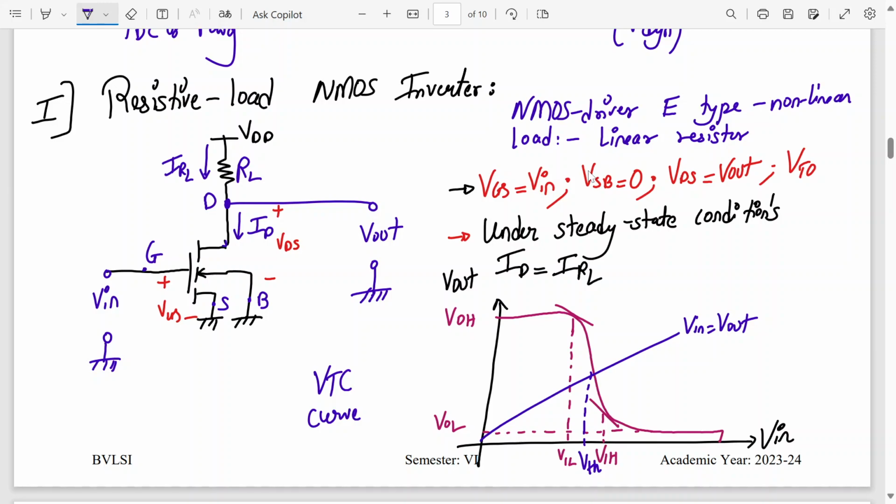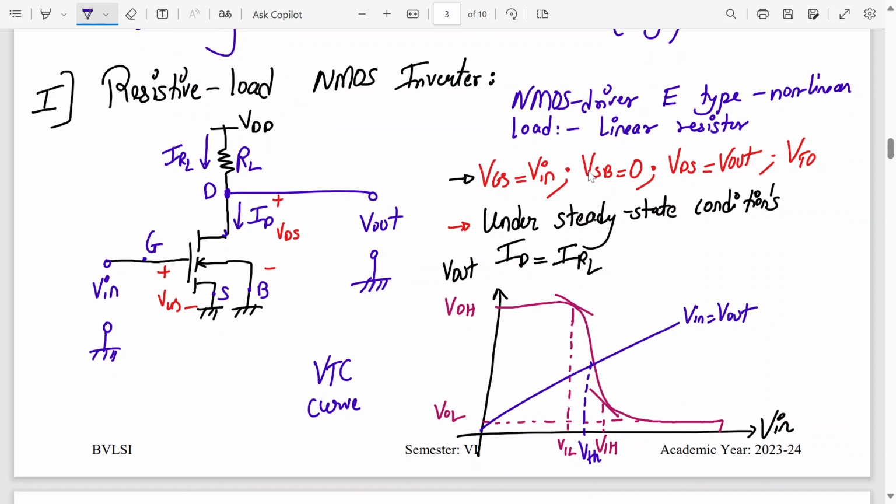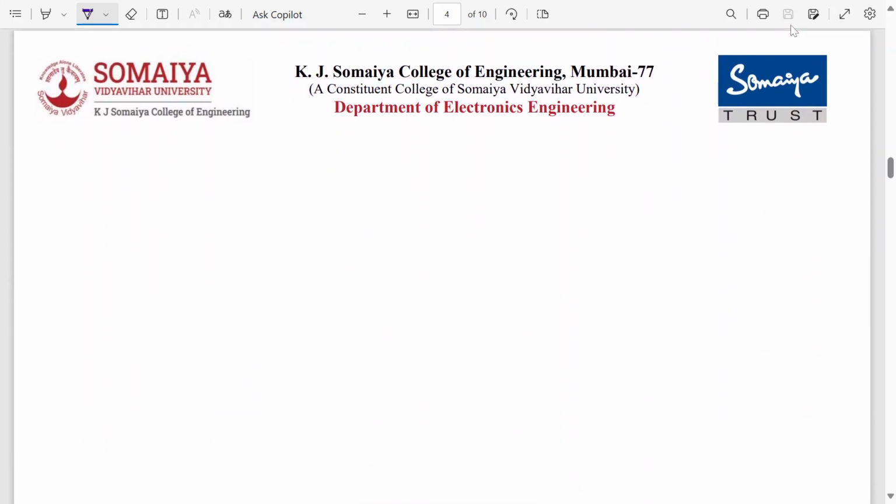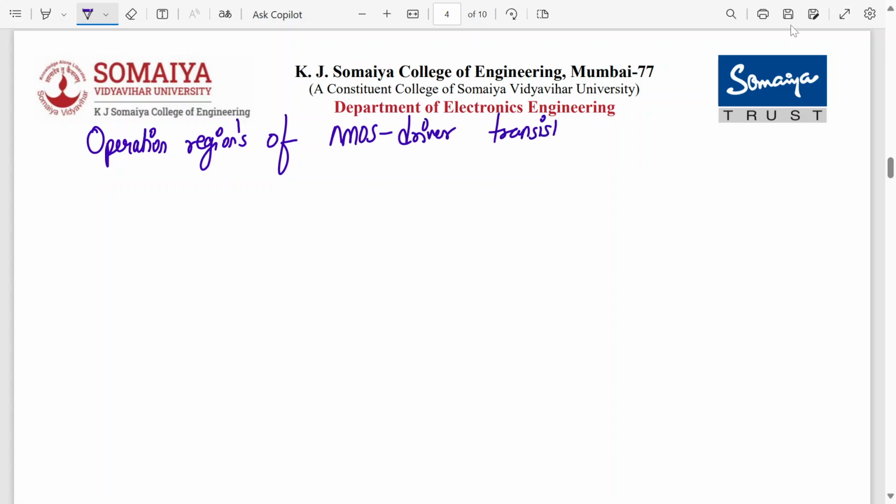Now let's write down the equation of the current and the voltage conditions for the NMOS driver. Ready? See, for the resistor we don't do anything. The current passing through the resistor will dissipate the power. That's it. Okay, write down operating regions of the NMOS driver transistor. This you will tell me.